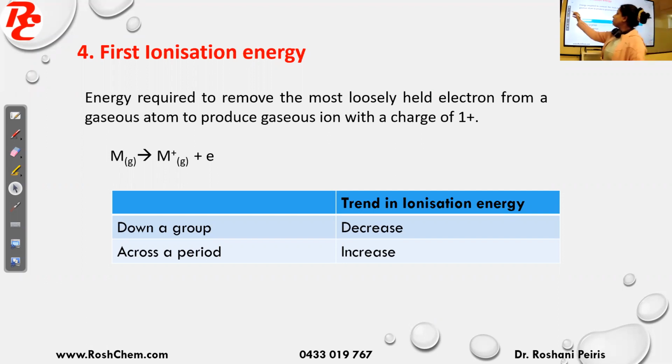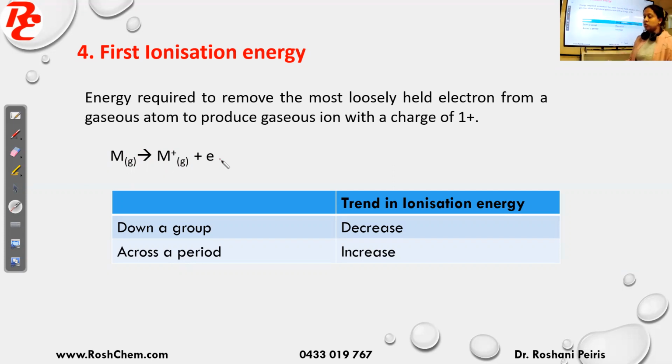So this is how you represent the ionization. You have a metal like M. M is your element in gaseous state. After removing the electron, now it becomes M+, which is in gaseous state. The electron you remove, you write on the right hand side. That's how you represent the ionization of an atom.